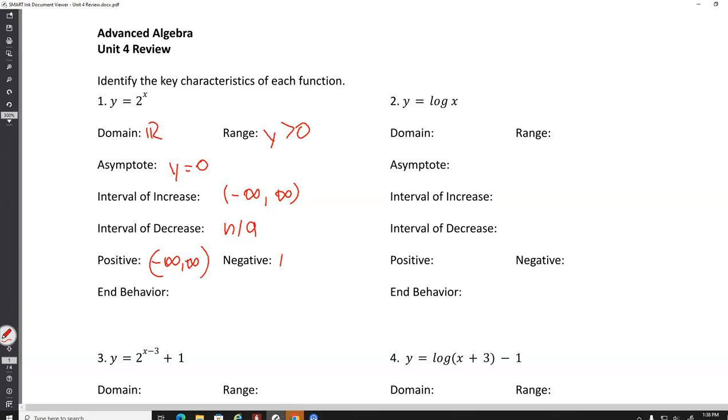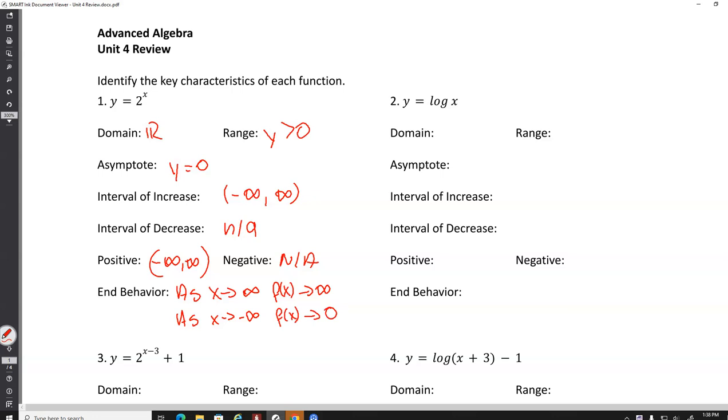Okay, positive numbers, NA for negative, and end behavior: as x approaches positive infinity, my function was going up, and as x approaches negative infinity, my function, because it's an exponential, will travel toward the asymptote, okay?